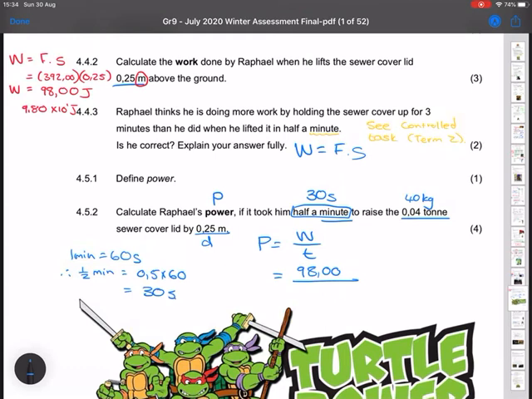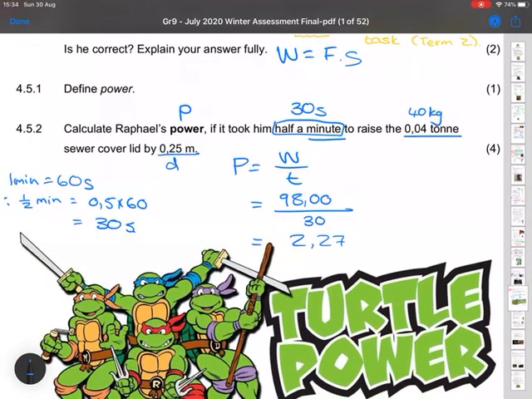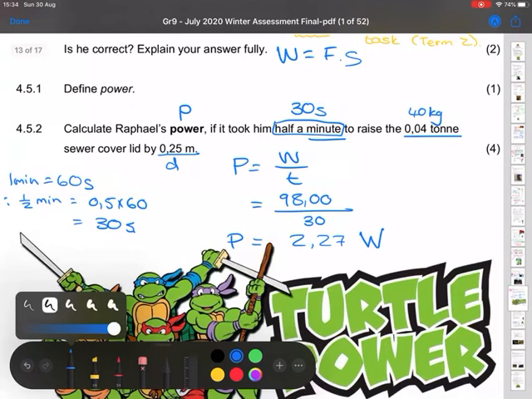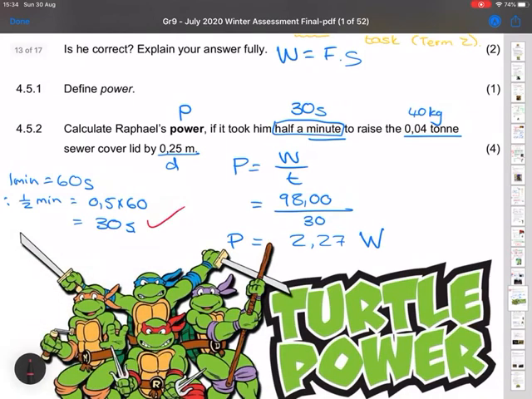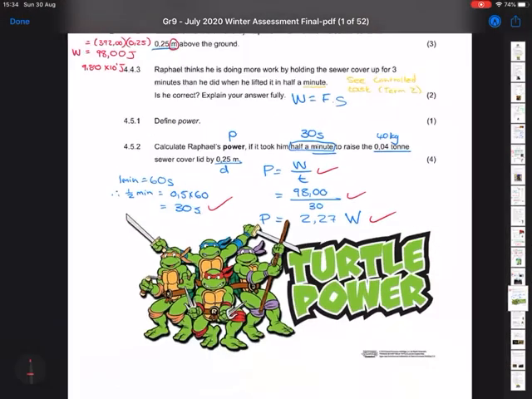You need to show this. So 98 divided by 30 seconds gives us 3,27 as the value. Now remember, power is measured in watts, capital W. Okay, so you've got a mark for converting. Formula, substitution and answer.